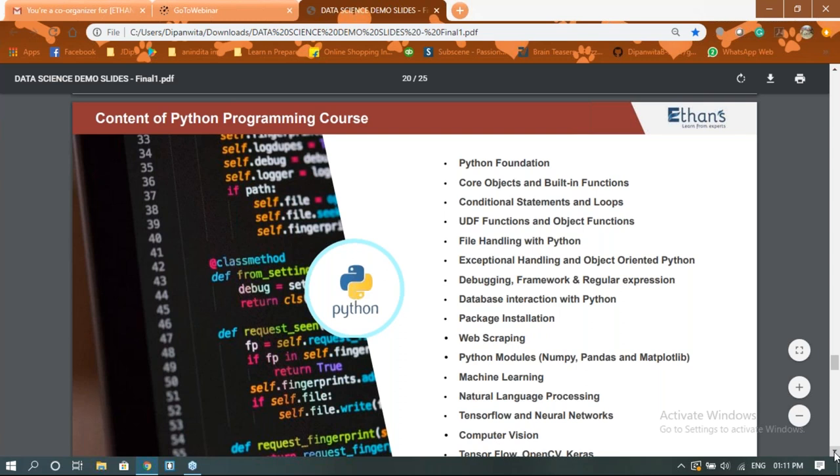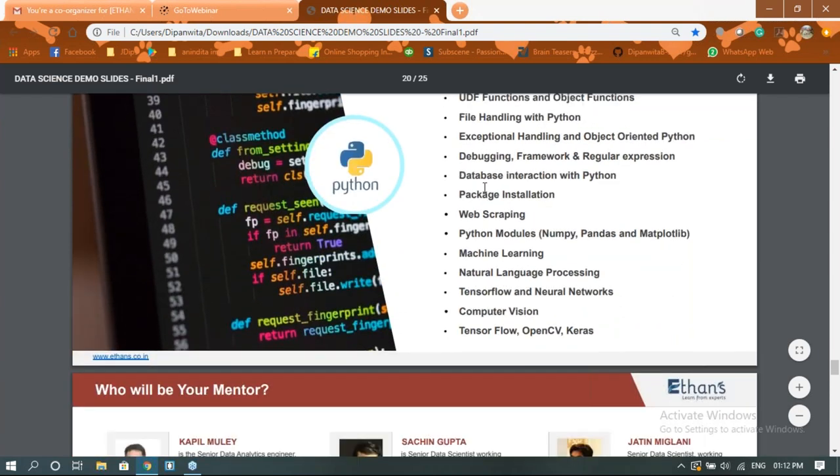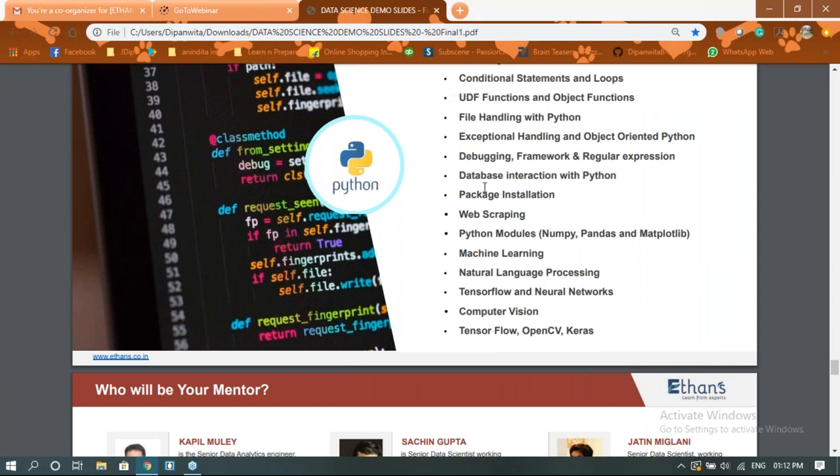These are the contents of the Python programming foundation, where you get to learn Python foundation, built-in functions, file handling, exception handling, database, web scraping, and all those things. You'll also get an idea of other things under the data science, machine learning and AI paradigm. For Python for data analysis, you are going to learn modules like NumPy, Pandas, and Matplotlib.